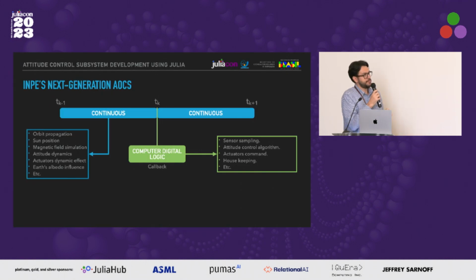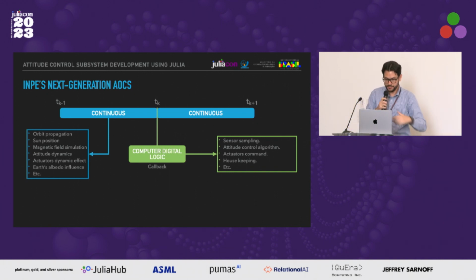Okay, this is the previous picture, how the simulator works today. By looking at that picture, I see this is the computer digital logic. All the algorithm, all the AOCS happens there. The continuous variables are things that do not change. The geomagnetic field does not change if you change your mission. The orbit propagation does not change if you change your mission.